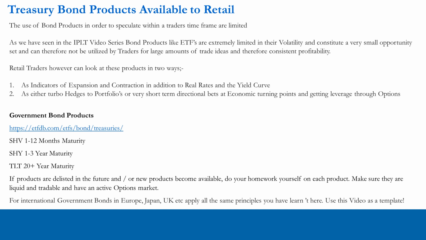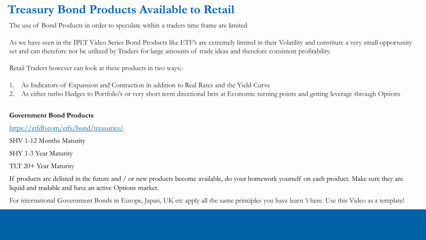Or secondly, as either turbo hedges to portfolios or very short-term directional bets at economic turning points and getting leverage through options. So what we mean by that, turbo hedges, is basically calling a moment when economic expansion is moving into contraction or contraction moving into expansion and using options to hedge a portfolio, or just taking very short-term directional bets at those economic turning points and getting a lot of leverage through options to make shorter-term bets.